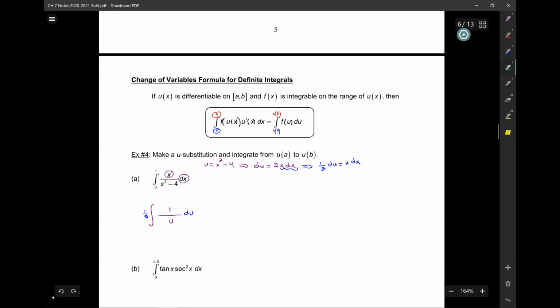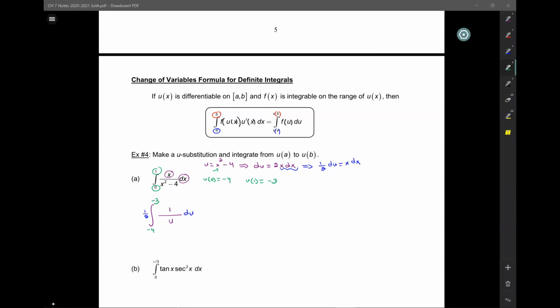Okay, next what we're going to do is take each of these bounds, the 0 and the 1, and plug them into u here. So first the lower one, u of 0 is equal to 0 squared minus 4, negative 4. Then u of 1 is equal to 1 squared minus 4, negative 3. So now, instead of 0 and 1, my limits of integration are negative 4 and negative 3.